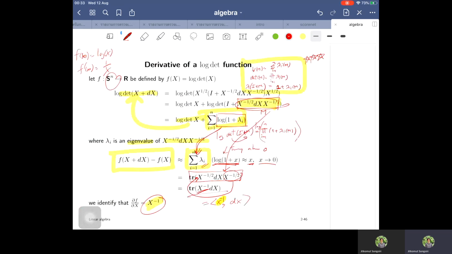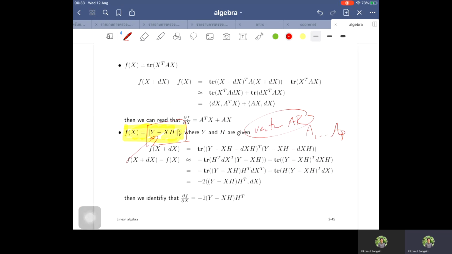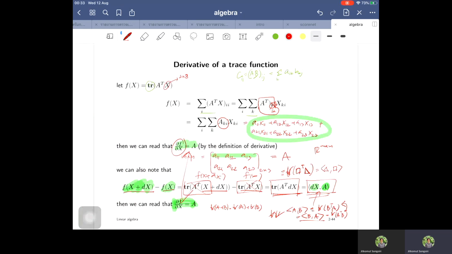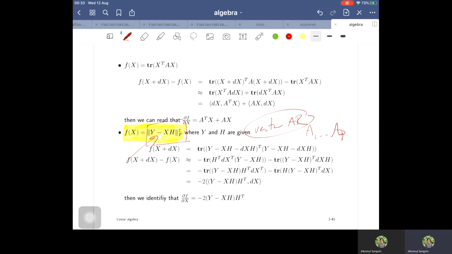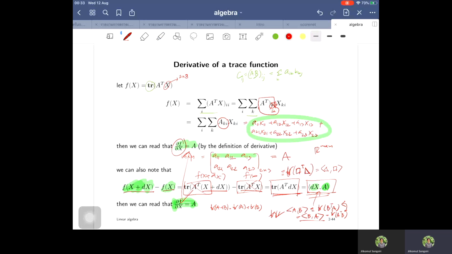So I gave you several common functions of matrices and explained how to derive the derivative by trying to find a similarity between the term that will involve the derivative, which is the inner product with dx.